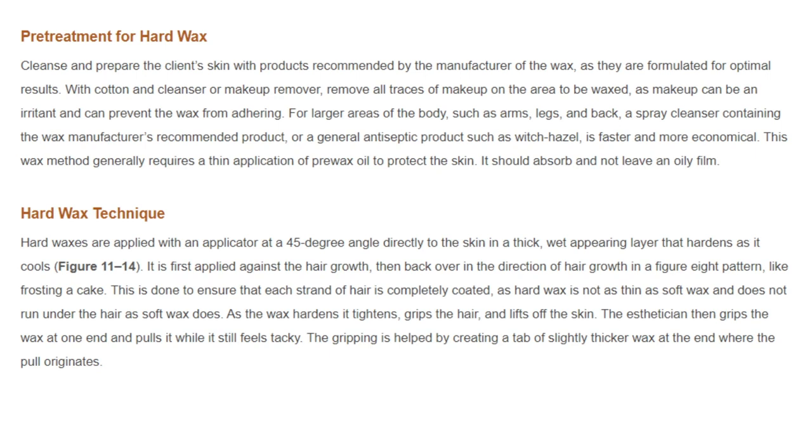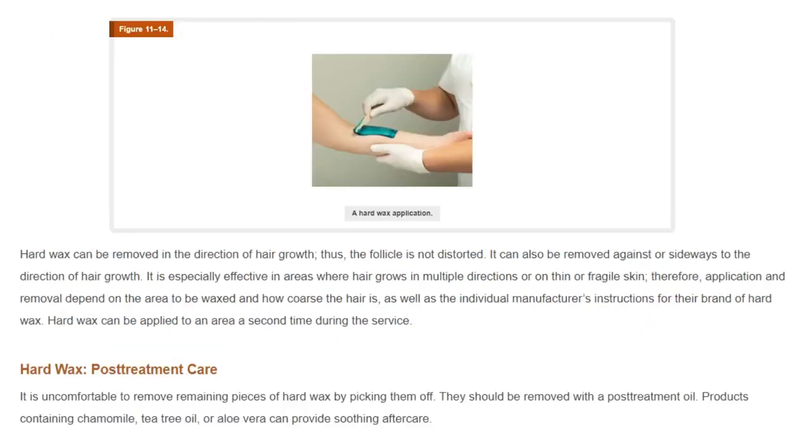As the wax hardens, it tightens, grips the hair, and lifts off the skin. The esthetician then grips the wax at one end and pulls it while it still feels tacky. The gripping is helped by creating a tab of slightly thicker wax at the end where the pull originates. Figure 11-14. A hard wax application.